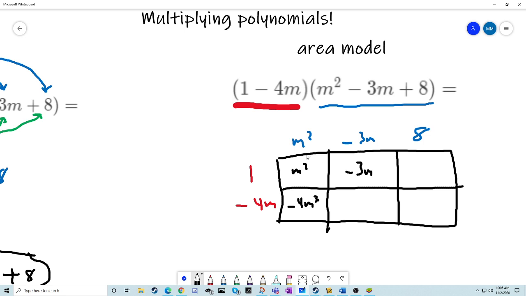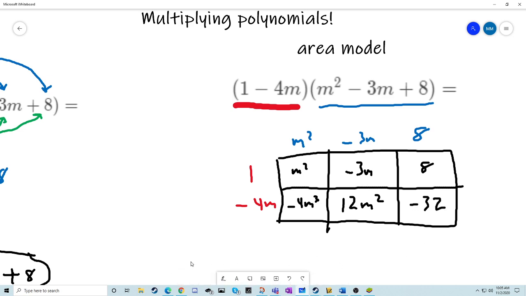Yeah, because it just times 1. 1 times anything is itself. I'll do the last one because it's super easy. So I'll multiply those two to get 8. Then I'll multiply these two to get 12m squared, because there's 2m, so that makes m squared. Negative 4m times 8 is negative 32.